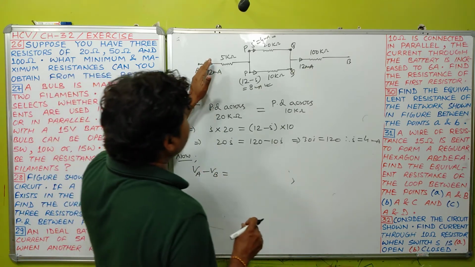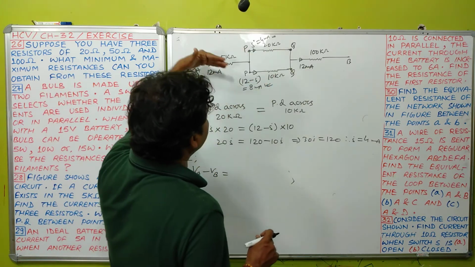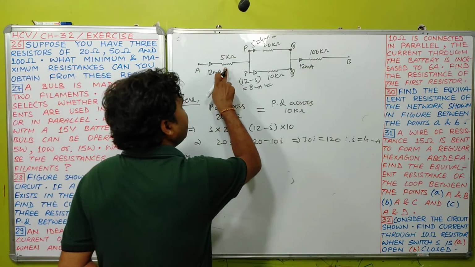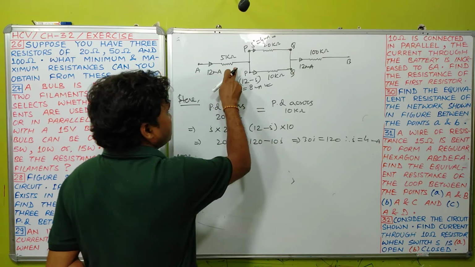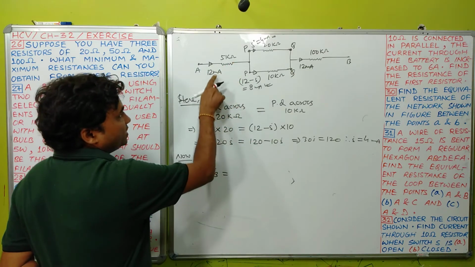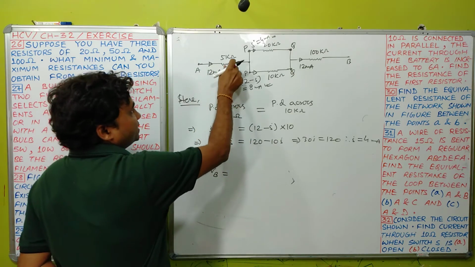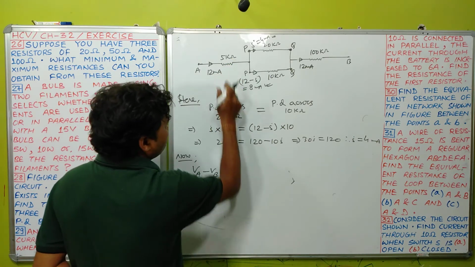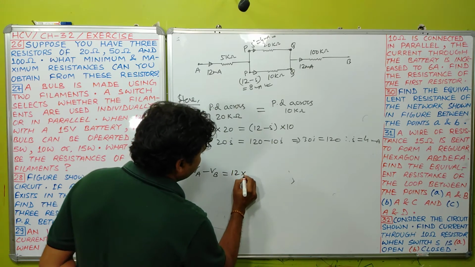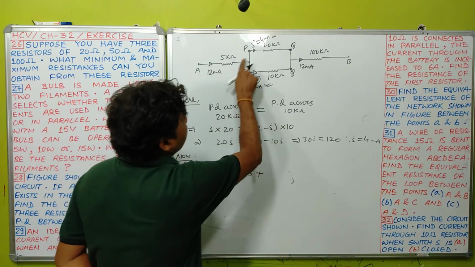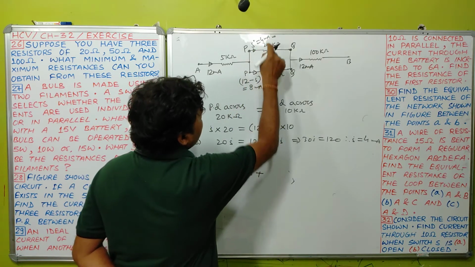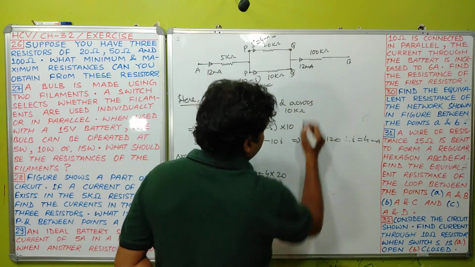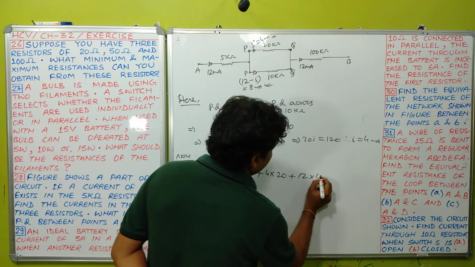Simply start to move from point A and move towards point B, and write potential difference across each resistance. Across this resistance, current is 12 milliampere, resistance is 5 kilo ohm. So V equals I R. Potential difference across this is IR, so 12 into 5, plus I, 4 into 20 across this, plus 12 into 100.